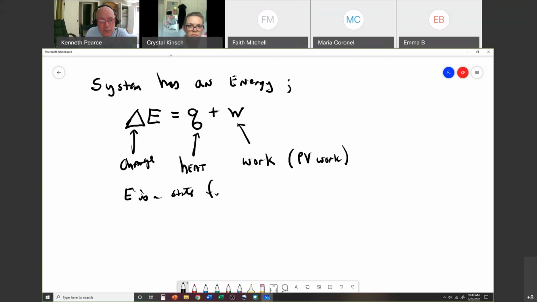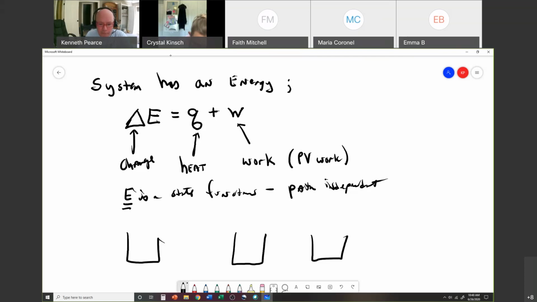Which means it's path independent. Okay, and the classic example for E being path independent is if you have like 3 containers containing water.